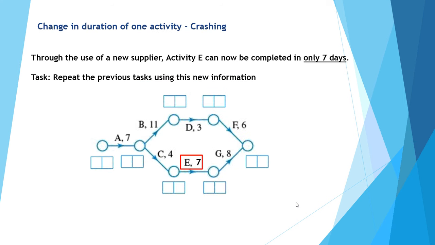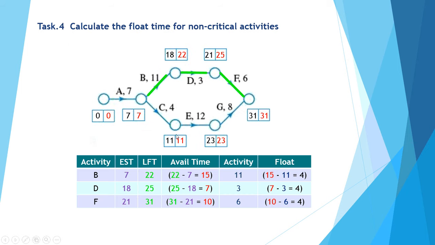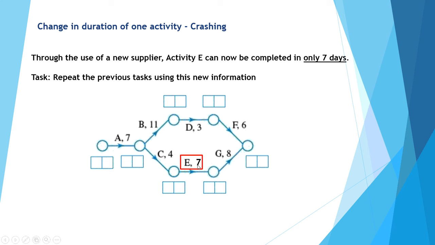Okay, let's consider crashing. Crashing is whereby we can reduce the duration of an activity in order to reduce the entire earliest completion time. So in this scenario, we did have originally an activity E taking 12 days. We've crashed that down to an activity E of only taking 7 days. For example, through the use of a new supplier, activity E can now be completed in only 7 days. So let's see what impact this has upon the previous activities we did a minute ago.